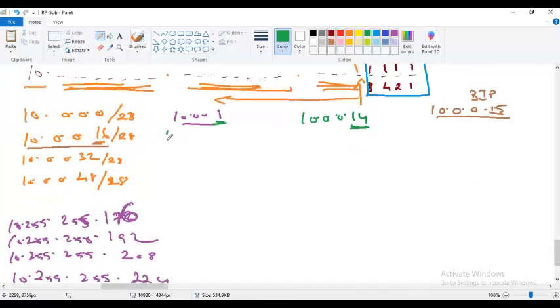10.0.0.15. The broadcast will be, sorry, not 15, 17. 16 is the network, 17 is the first IP. See, first IP is not always 1. In this case, the first IP is 17. And what is the broadcast? 10.0.0.31. 10.0.0.30. And here 10.0.0.33. The broadcast is 10.0.0.47.